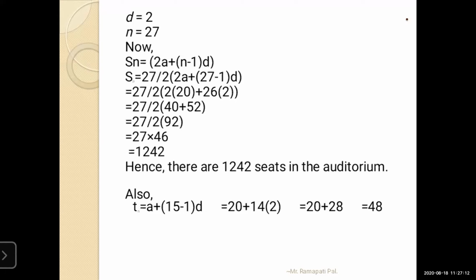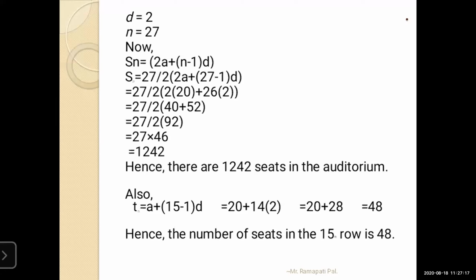Is it clear? Shall we move to the next question now? First, today we want to complete this exercise.